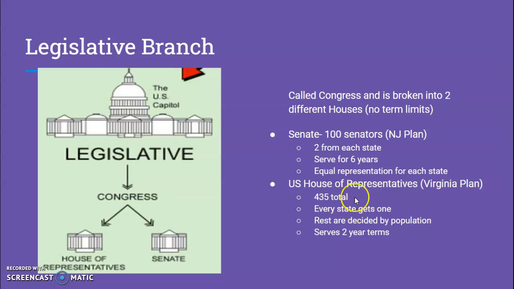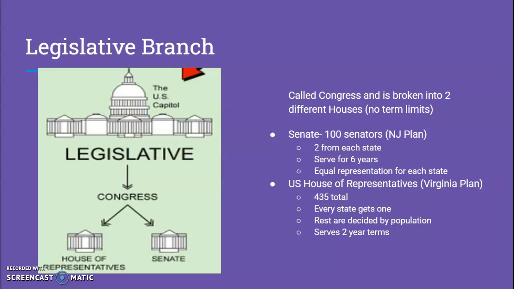The first branch is the U.S. Senate. It's made up of 100 senators. This comes from the New Jersey plan, which wanted equal representation. You're going to have 2 senators from each state. So no matter how big or small your state is, you get 2. Your term is 6 years, and after 6 years, you have to try to run for re-election. Again, it's unlimited. Okay, and then equal representation for each state. So if we were to add a new state and make 51 states, that new state would get 2 senators.